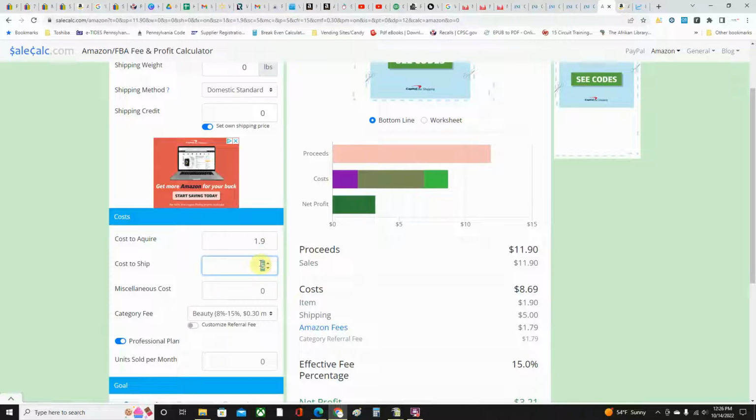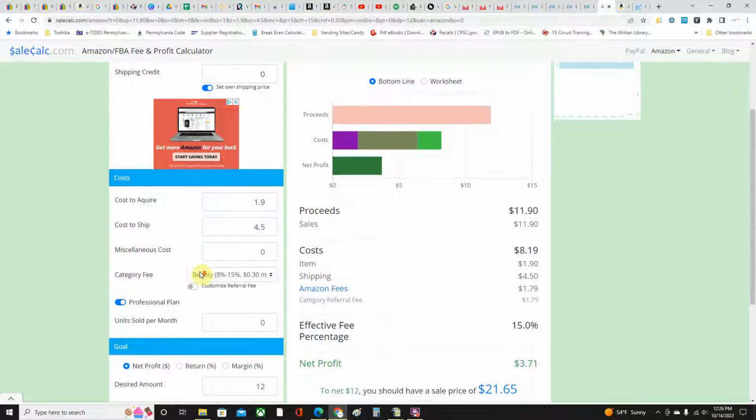That item, if I'm not mistaken, on average was pretty light. You got to put it in a box, so I say about $4 to $4.50 to ship. So let's just say you do $4.50 on the high side, just in case you get some orders that go across the other side of the country from where you live. All you got to do is set that. I wouldn't do any miscellaneous costs. Category fee, beauty, and because I pay an Amazon subscription, I make sure I have professional plan checked.